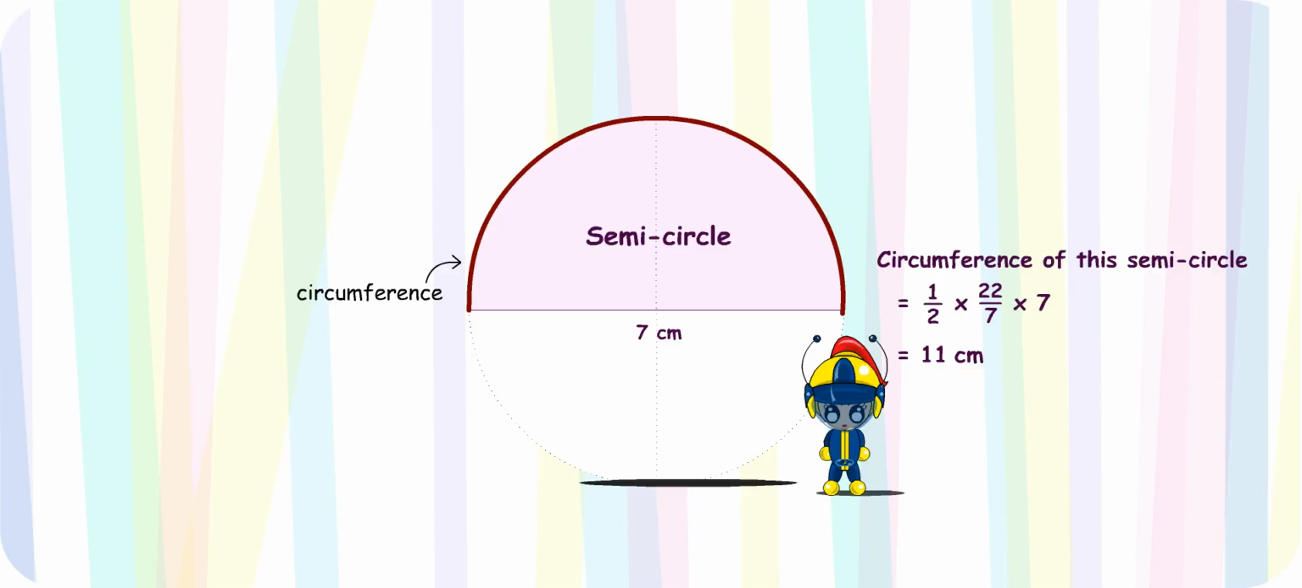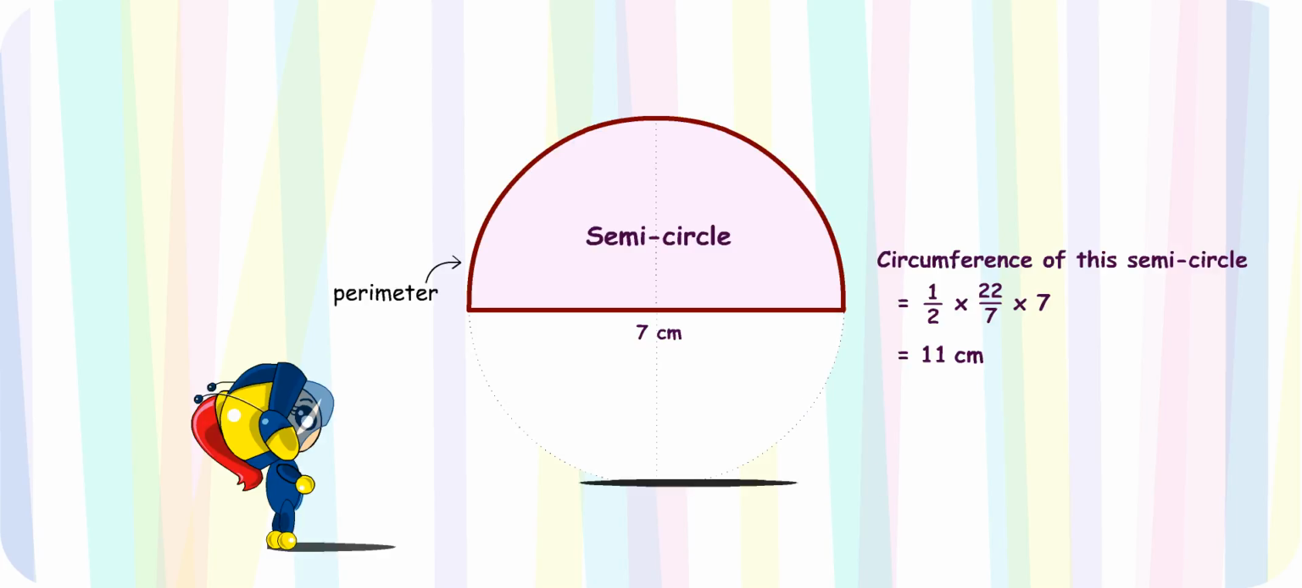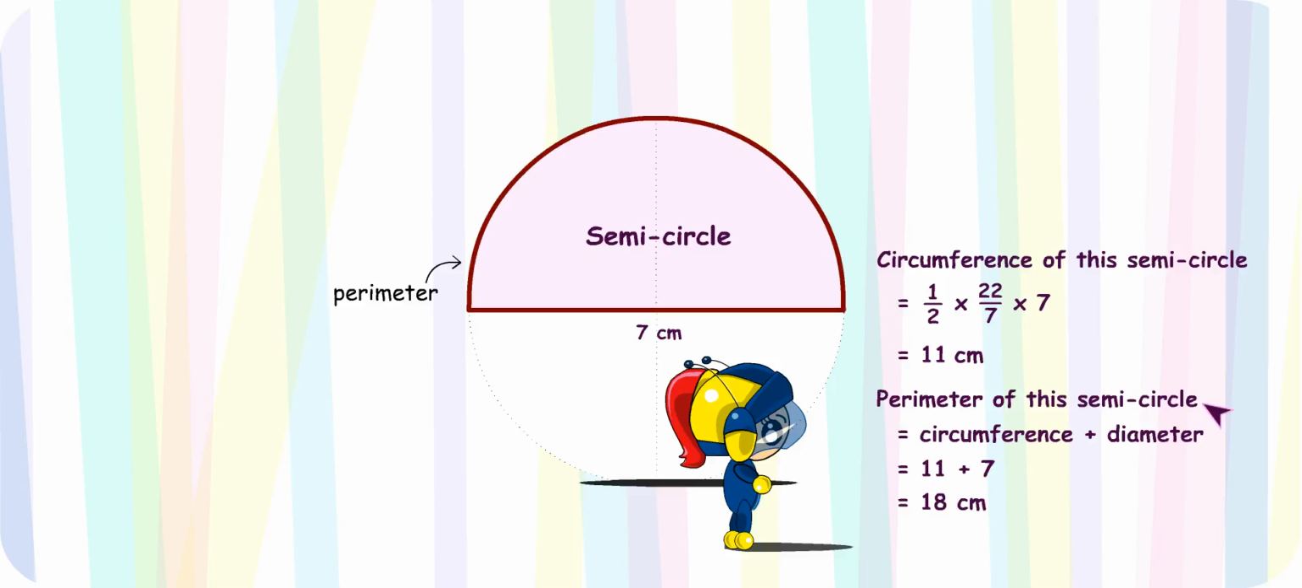Good. However, finding the perimeter of a semicircle is different. The perimeter of a semicircle includes both its circumference and its diameter. Therefore, the perimeter of this semicircle is 11 centimeters plus 7 centimeters, which is 18 centimeters.